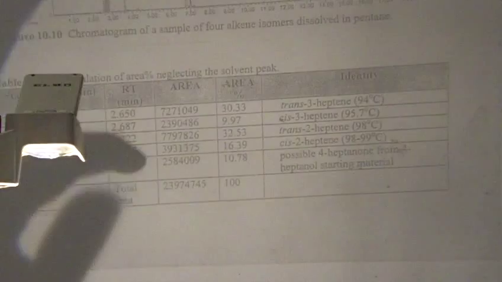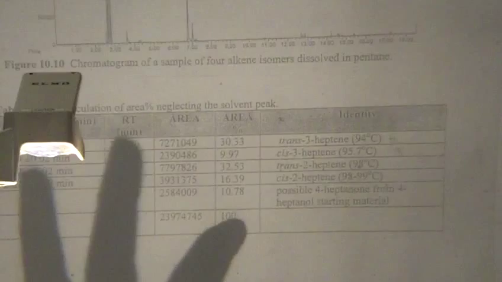Now, what you want to show in your notebook is in the lab manual, there's a table, table 10.2, on page 10.11. You want to list the standard retention times, then the retention times from your chromatogram, give the area counts, where it says peak area, and then the area percentages. All those percentages should add up to 100%. And then you want to identify what each of those peaks are.